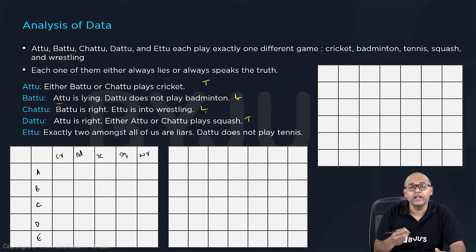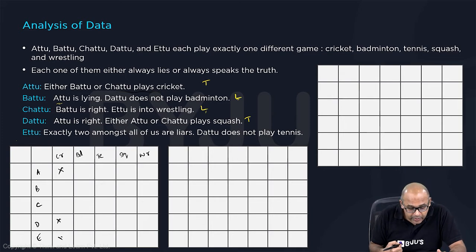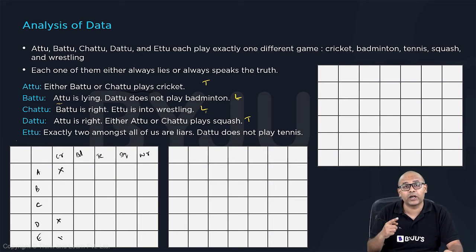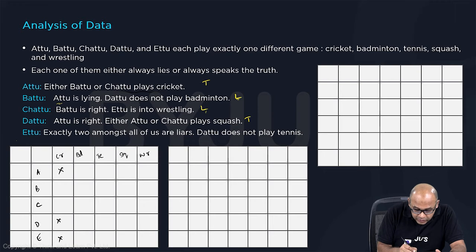So it's basically ticks and crosses. Attu says Battu or Chattu plays cricket. So cricket is not played by anybody else. Then Battu says Attu is lying. Dattu does not play badminton. Because he is lying, it means Dattu has to play badminton. So badminton cannot be played by anybody else.